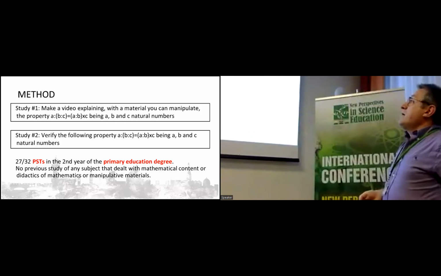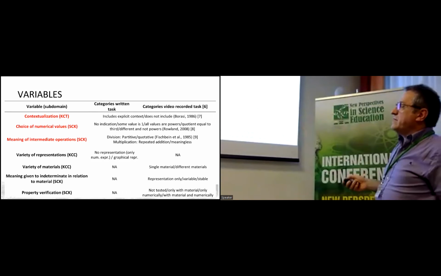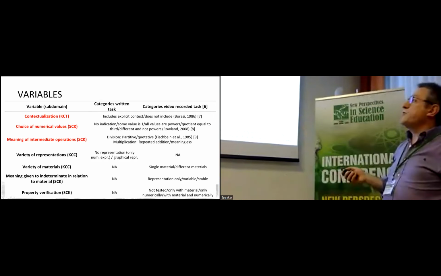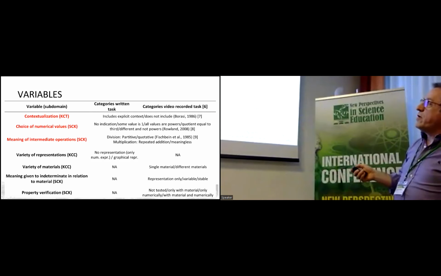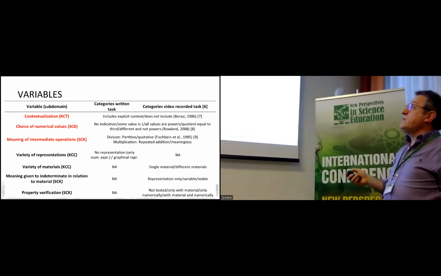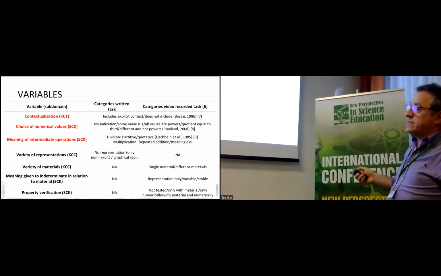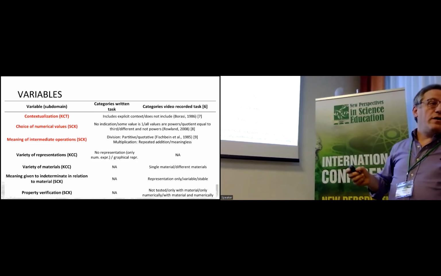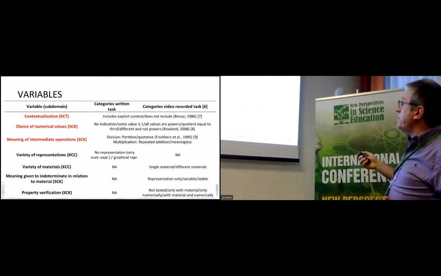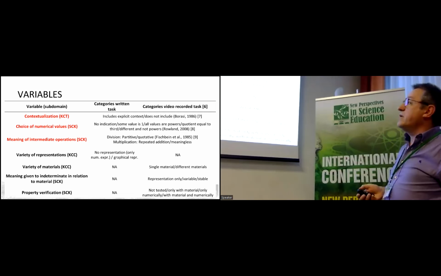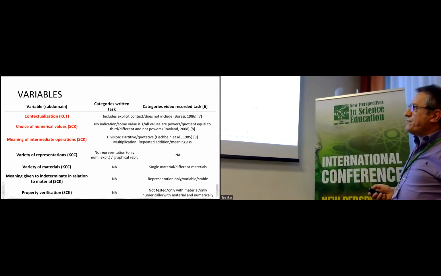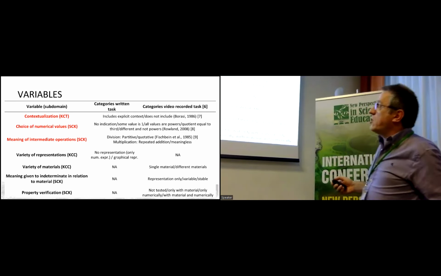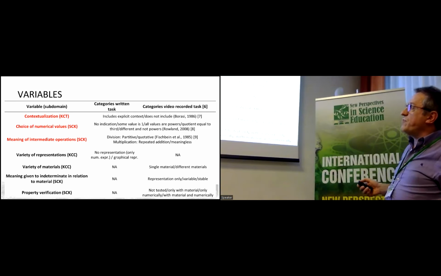But we identified 7 different variables. There is a lot of black text in here, but we are going to focus on the red text, because these 3 variables are the ones that we can analyze in both studies: the study where we were solving tasks with manipulative materials, and the categories that will be analyzed in the ratings. So the context they were using, the choice of numerical values, and the meaning of intermediate operations.